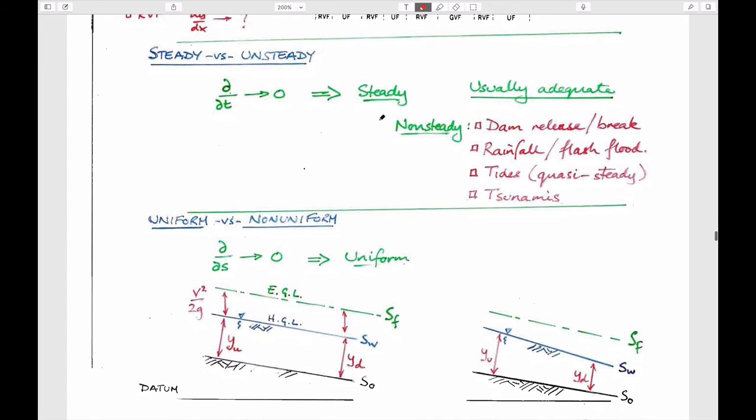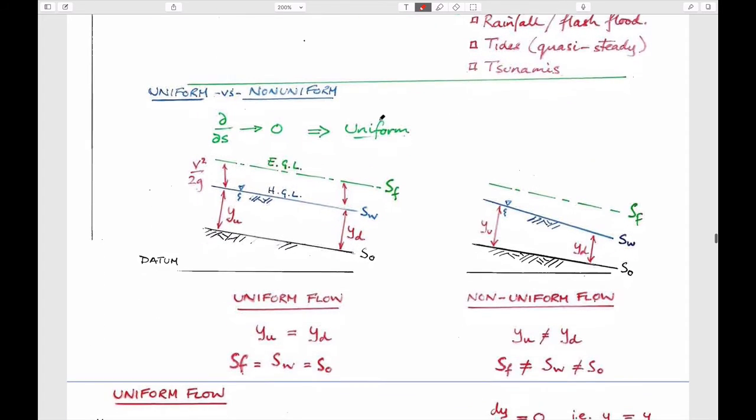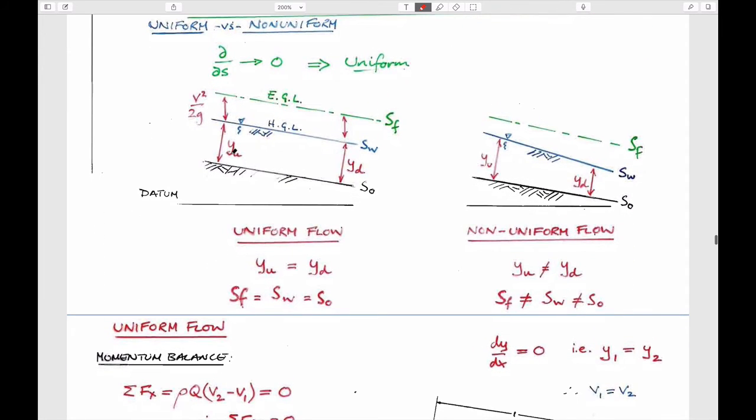We made the point that open channel flows are merely driven by gravity, and there's a difference between uniform flows and non-uniform flows. Uniform flows being that the depth of flow is the same upstream as it is downstream. And so by definition, the velocity squared over 2g term has to be the same upstream and downstream because it's the same cross-sectional area, so the same velocities. And so the energy grade line has to be parallel to the hydraulic grade line, which has to be parallel to the slope of the bed.